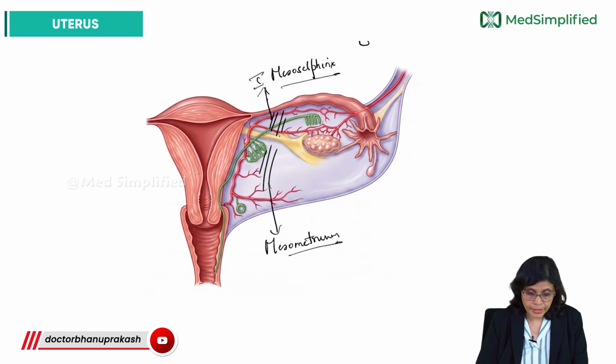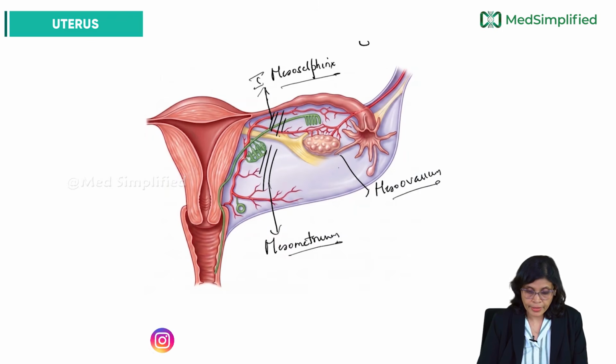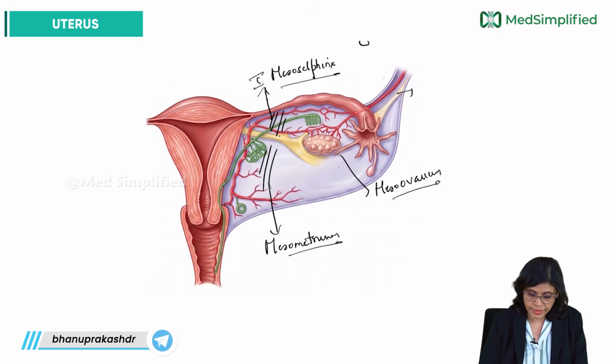Then we have the meso-ovarian part. Meso-ovarian is the fold of peritoneum extending to the ovary here. Okay, meso-ovarium. And we have the last portion, the fourth portion, which we call the infundibulopelvic part of the pelvic ligament.